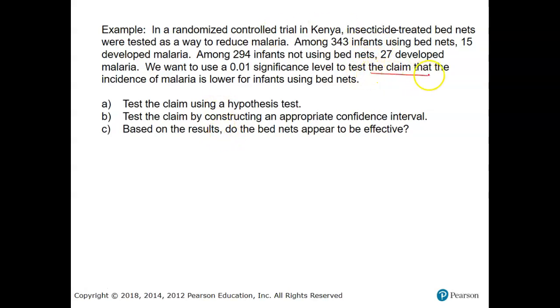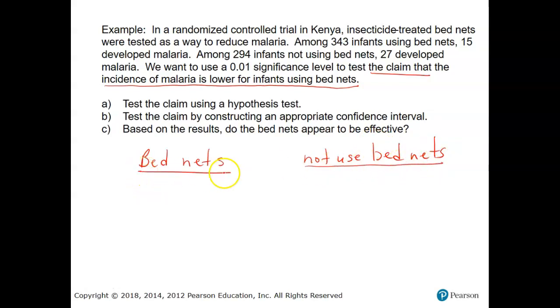Okay, here's our claim. We're going to test the claim that the incidence of malaria is lower for infants using bed nets. So let's organize this, and we're going to say that we have bed nets and those that did not use bed nets. It's really important to keep organized which one's going to be population 1 and which one's going to be population 2. So here we'll have x1 is 15, n sub 1 is 343, x sub 2 is 27 and n sub 2 is 294. Alpha is 0.01, and we want to test this claim.